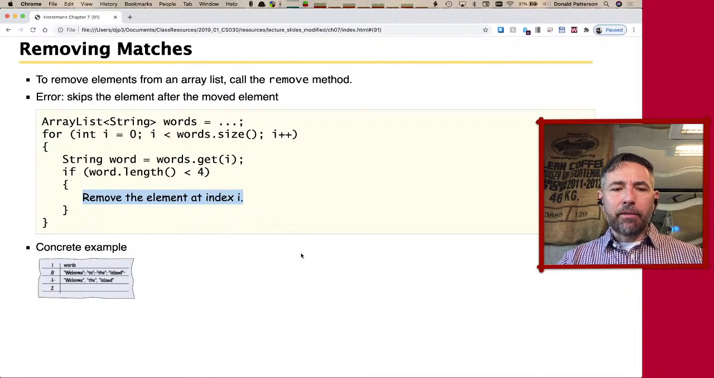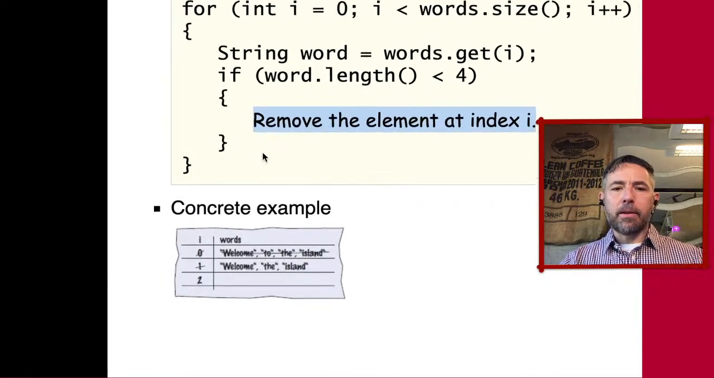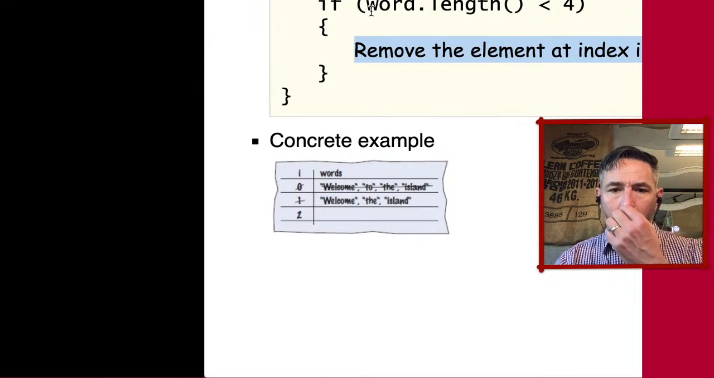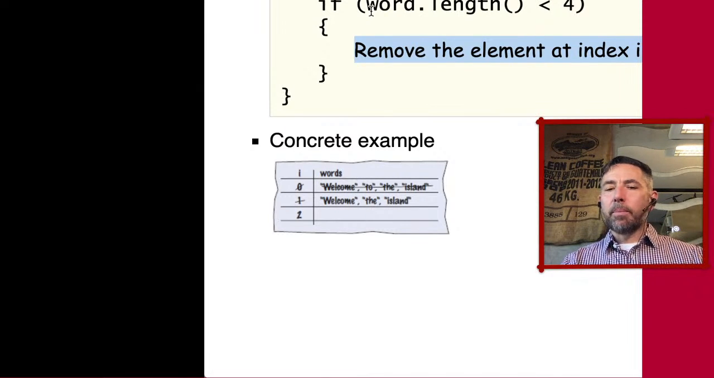So here's an example of a bunch of words that we might have. It's a little bit small, I apologize for that. Let's see if we can zoom in a little bit. The words might be "welcome to the island," and what we're trying to do is get rid of "to" and "the." As we go through position 0, "welcome" doesn't meet the requirement, so we keep going. We go to position 1 and we remove the word "to," and "the island" shifts to the left.